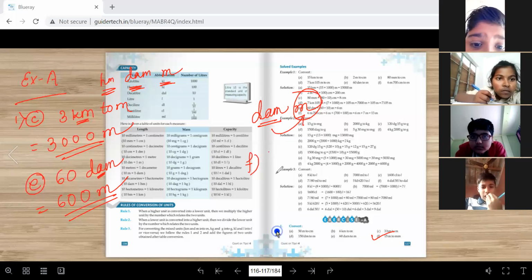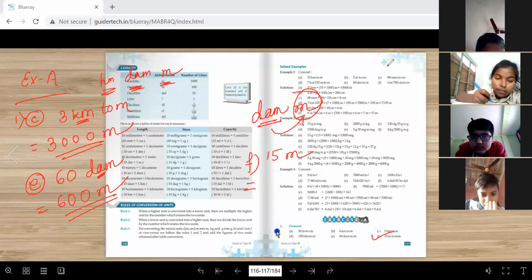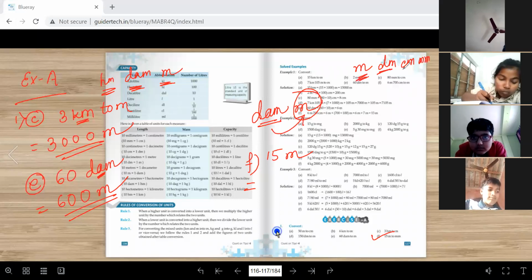Now number A. 15 meter to millimeter. Now meter to millimeter means meter, decimeter, centimeter, millimeter. You have to remember this chart. This chart you will have to remember. Now just leave meter. 1 2 3. So here 3 0 will be.